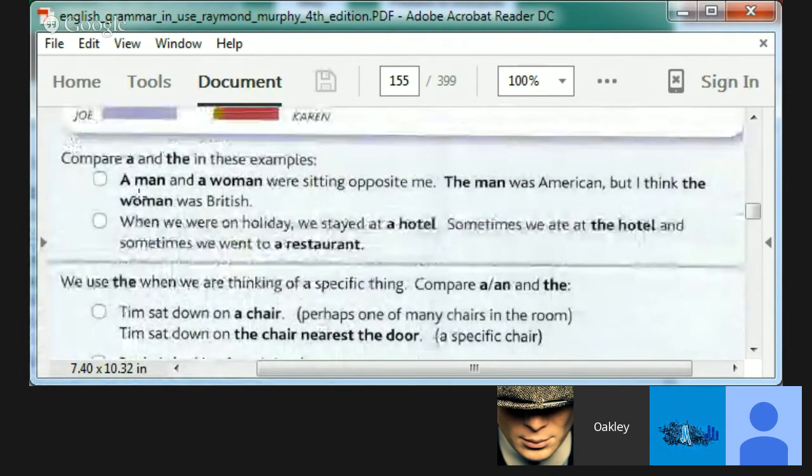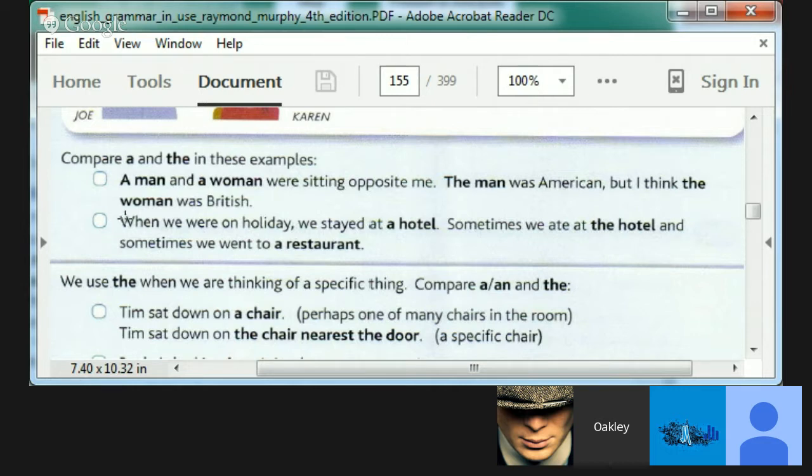All right. Let's look at a couple other examples. A man and a woman were sitting opposite me. The man was American, but I think the woman was British. Same idea. The first time you bring it up with countable nouns, you're going to use a or an, and with uncountable nouns, you would use nothing.